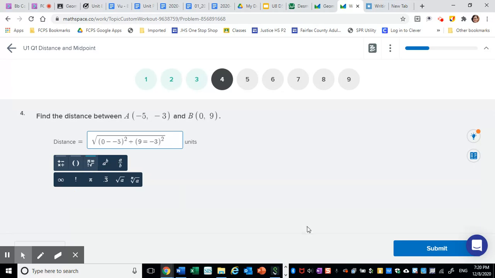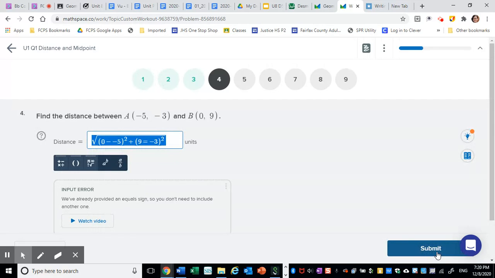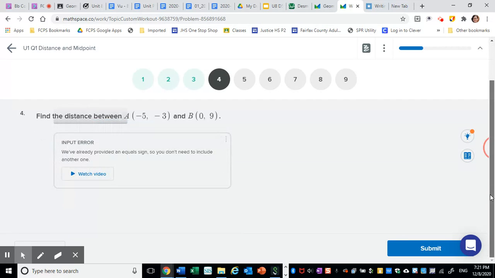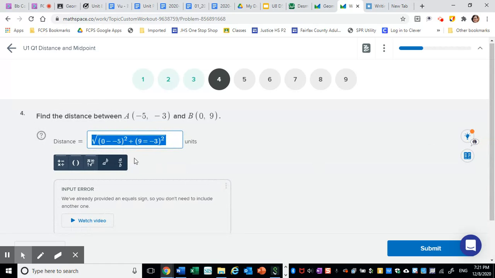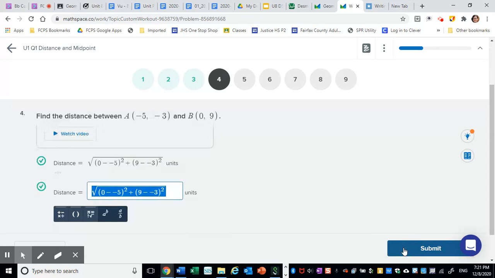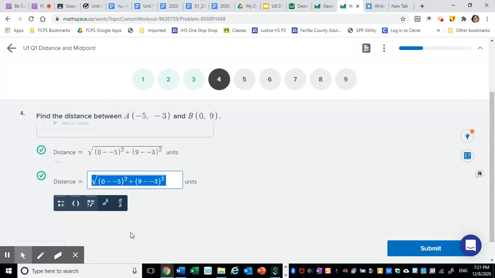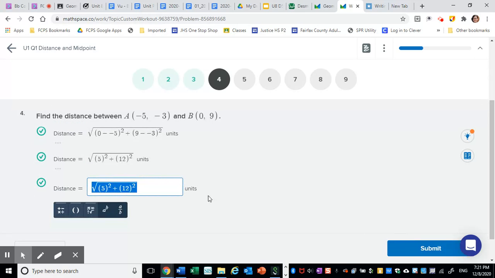Okay, so and then try to submit now. Okay, but this is not right. So this is 9 minus -3, okay? And then you are going to put it in the decimal. So 0 minus, that would become 5, right? Because minus negative becomes plus. So 5 squared, and then this is also plus. So 9 plus 3 is 12 here. Okay, and then just submit that. This is just showing you step by step.